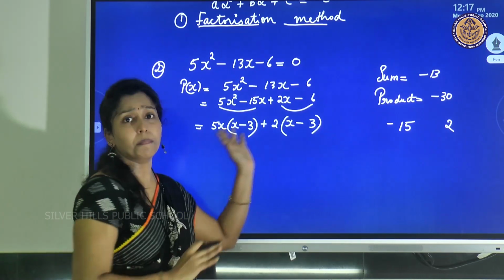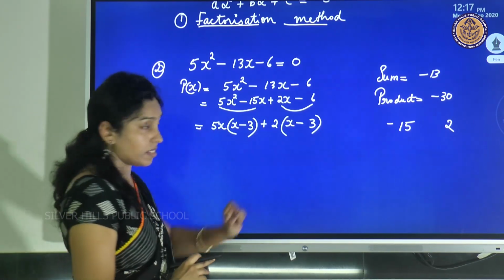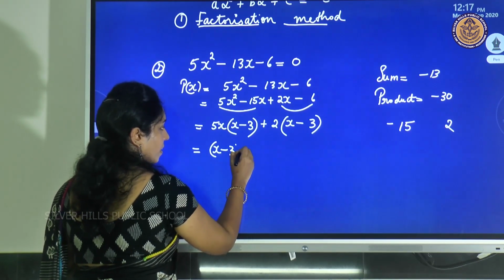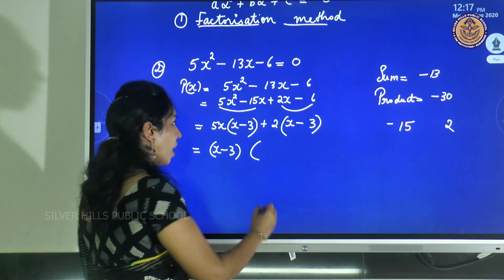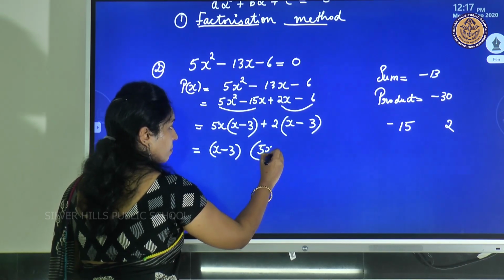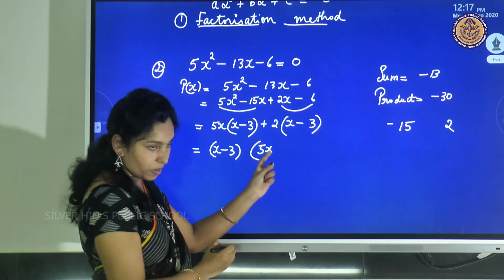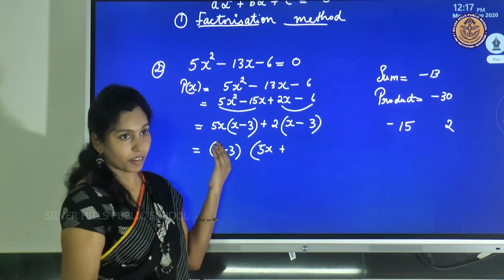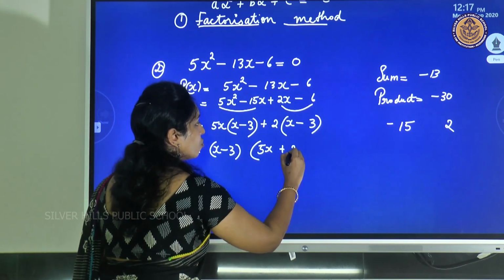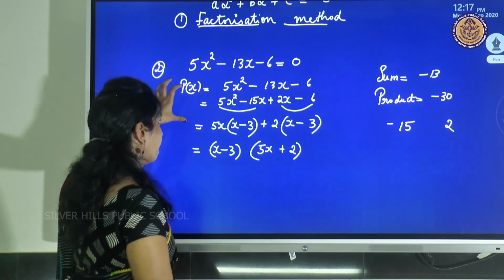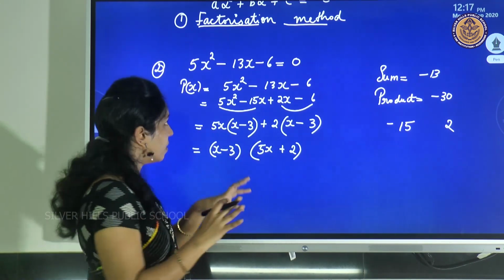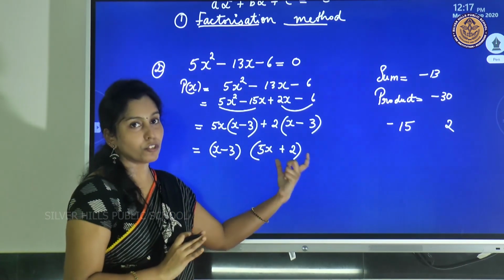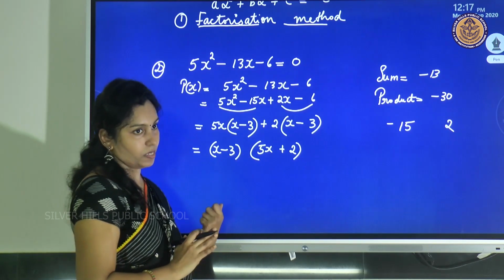Now what is common in both the terms? It's x minus 3. Take it outside. This is equal to x minus 3, and inside the bracket you have 5x, because 5x is remaining here, so I took it here, plus x minus 3 is already taken outside, so you have 2. So my p of x is ready. I've broken this quadratic polynomial as a product of two linear terms.